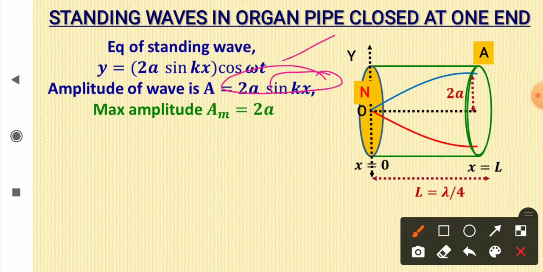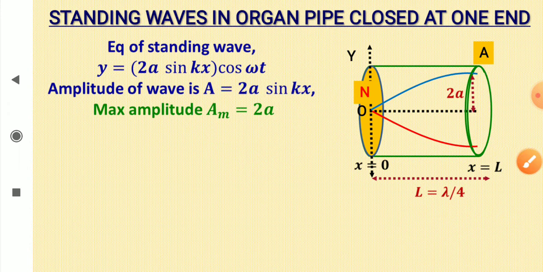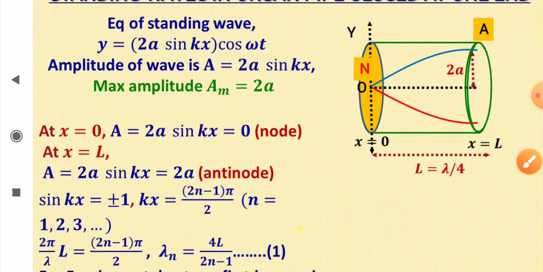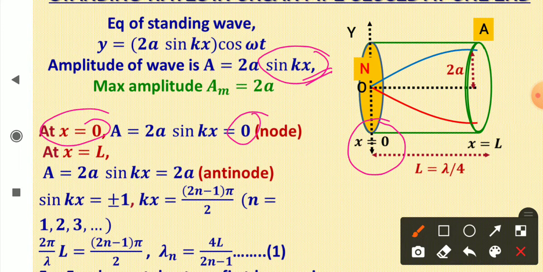Now maximum value of sine function is 1. So maximum amplitude is 2a. This is double of the amplitude of incident and reflected waves. So this is 2a. Okay, and now at x is equal to 0 we get a node. और आपको पता है कि sin kx 0 हो जाएगा यहाँ पर, तो यहाँ पर एम्पलीट्यूड 0 हो जाएगा और आपको नोड मिलेगा.